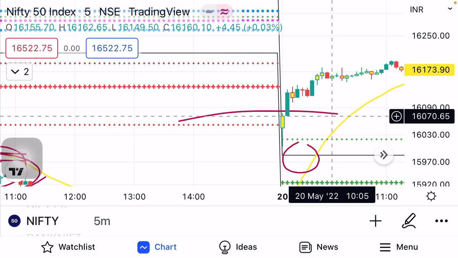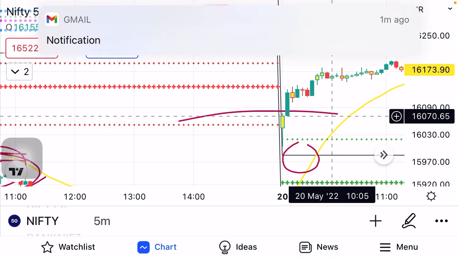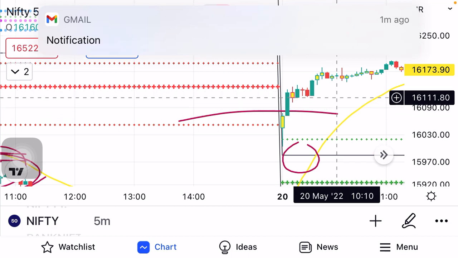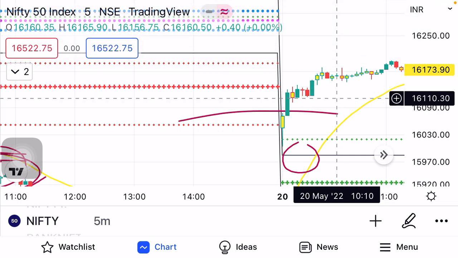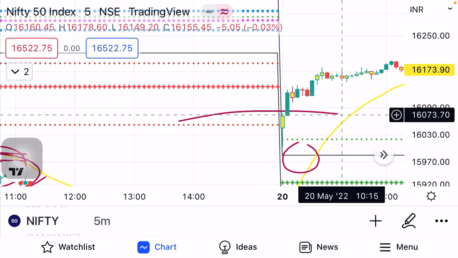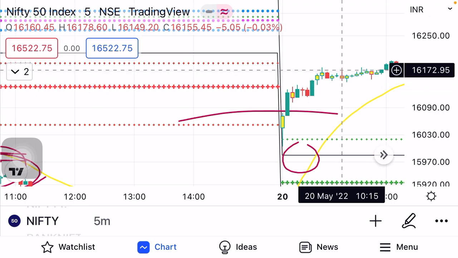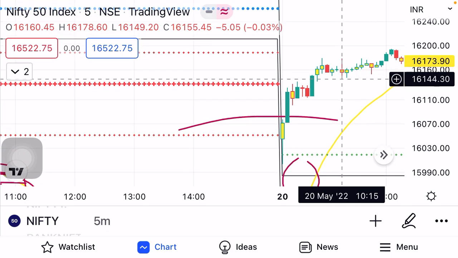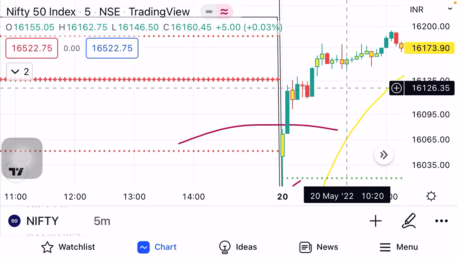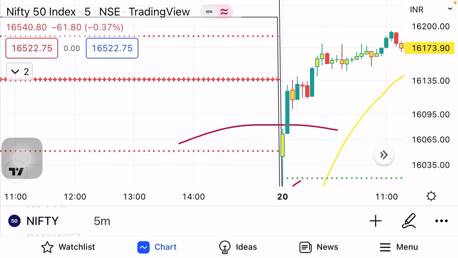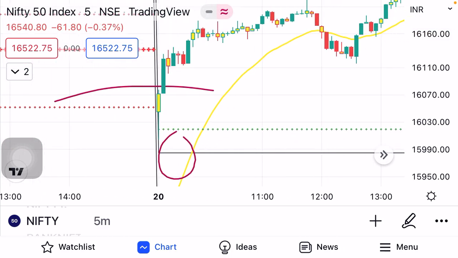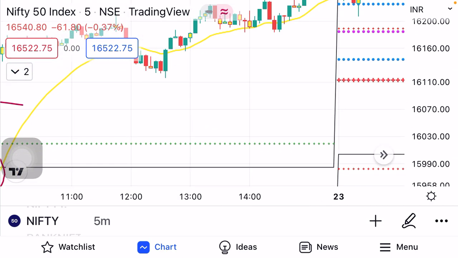Up to 50 points is enough for us, because it is a gap down. We don't wait for more points. So 50 points, in the sense, up to 1620. See here, this is 70, 72. Oh, it was almost more than 100 points, but we'll book up to 50 points only. It got reached in the first 5 minutes candle itself. That's enough for us. We'll move on to the next day.